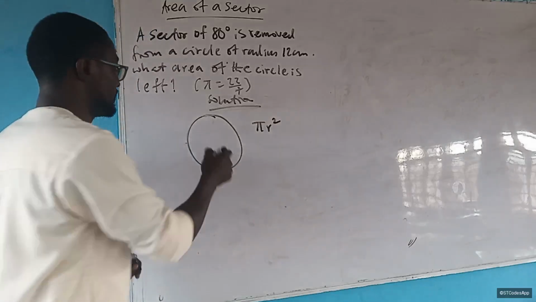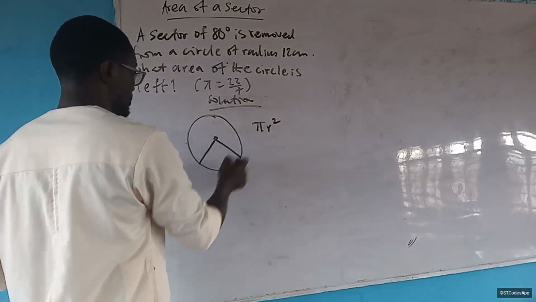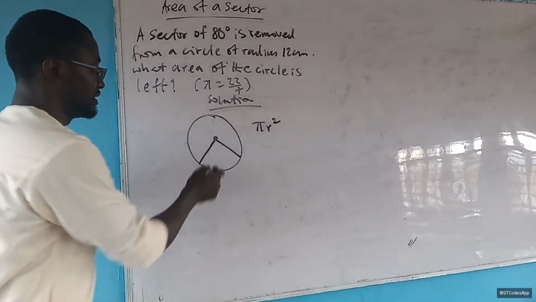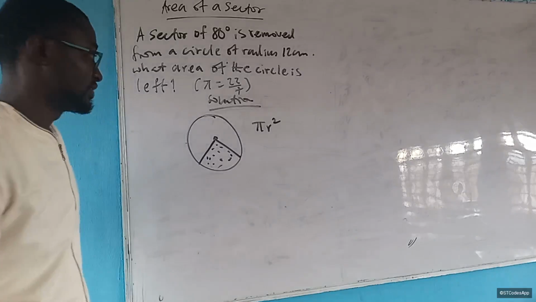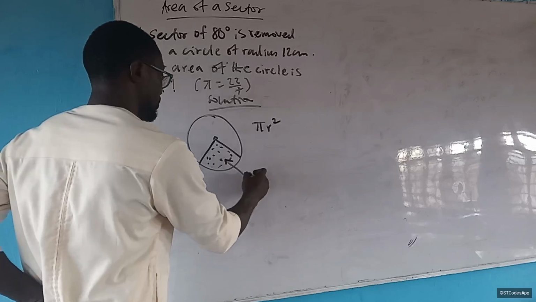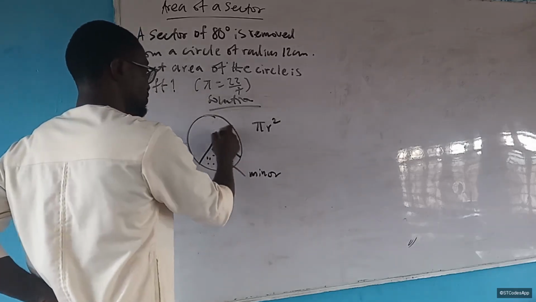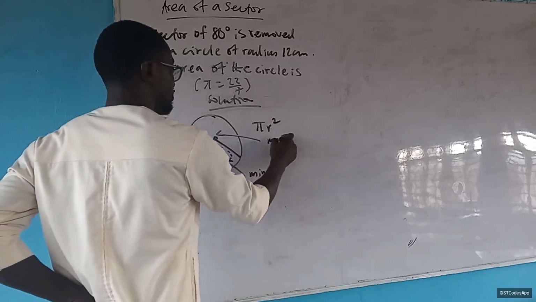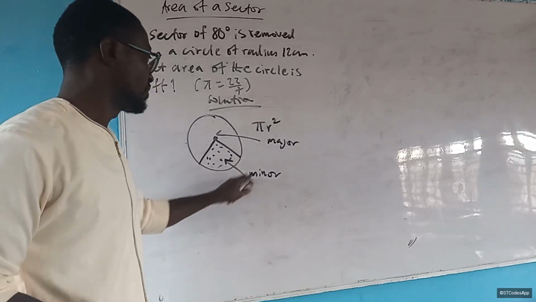Now, if this is the center of this circle and I take a portion of this out, a portion of this very area, this very place altogether is known as what? A sector. And there are two sectors here. This very place you are seeing is called the minor sector, while this bigger portion, this bigger side is called the what? Major sector. So altogether we have the minor sector and the major sector.